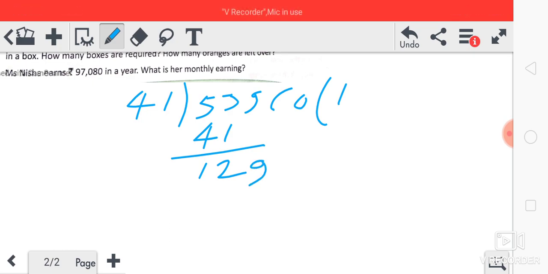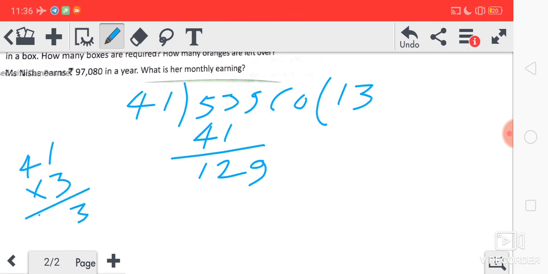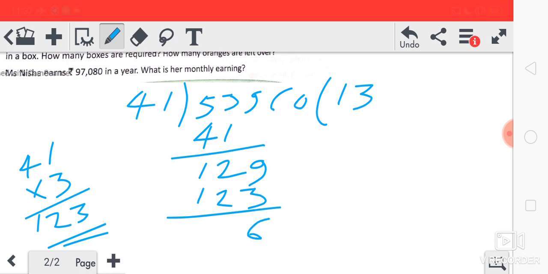Now how many times do we have to multiply? 41 3 times. If you multiply 41 into 3, 3 1s are 3, 3 4s are 12. Okay, 123 we are getting, which is less than 129. Okay, so we'll take 3 times. How much will we get? 123. Now subtract it. 9 minus 3 is 6. This 2 minus 2 is 0, 1 minus 1 is 0.